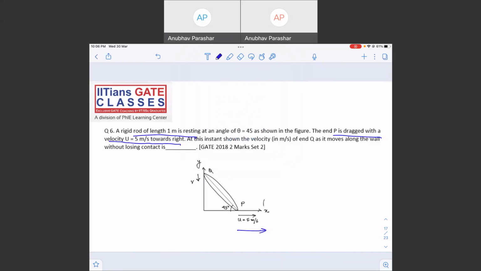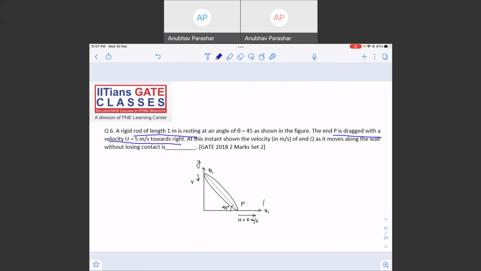You can see the velocity of point P, u, is equal to 5 meter per second, right? At this instant, what is being asked? What is the velocity of point Q? So there are many methods. We'll try to do it by the I-center method, right?